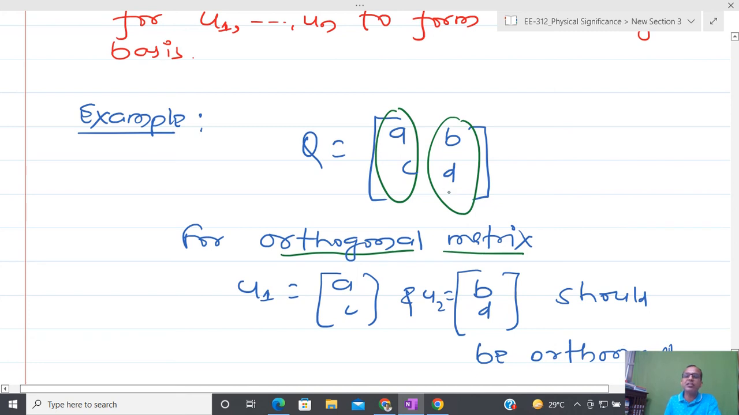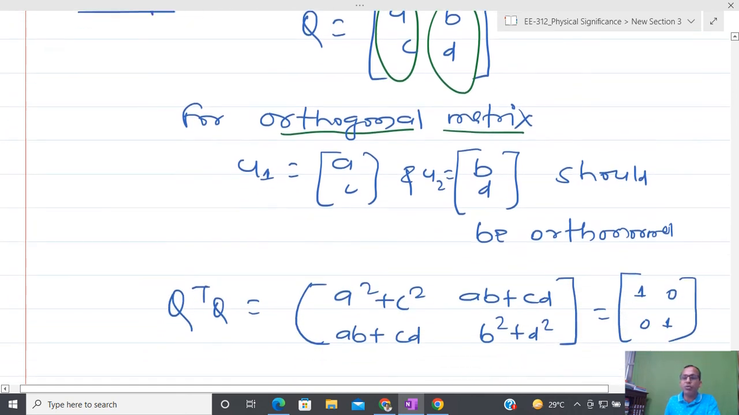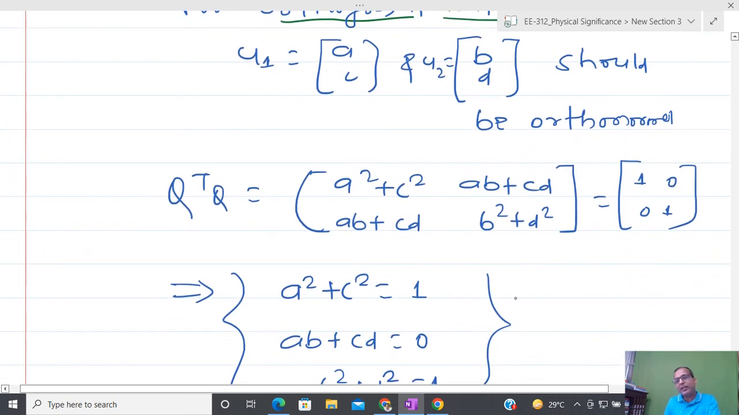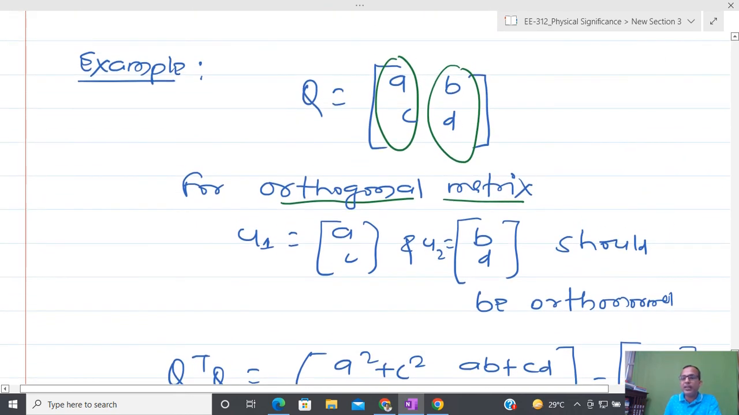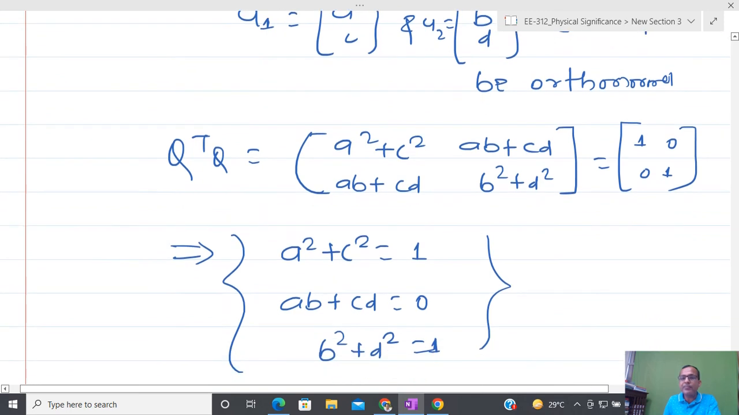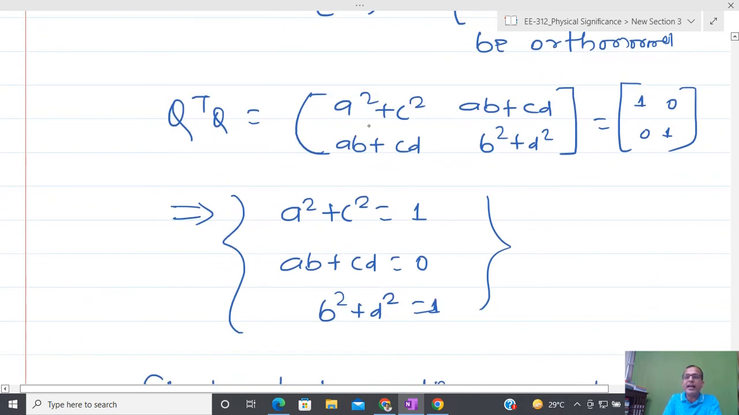Similarly, you can construct a 3 cross 3 matrix also, but that is a more involved process. By the definition of the orthogonal matrix, I have to make sure that Q transpose Q should be identity. If you do Q transpose Q, and Q I have selected as ABCD, the same kind of things I have substituted here. After that, I am going to equate with 1 0 0 1. So this should be 1, this should be 1, and these two should be 0.